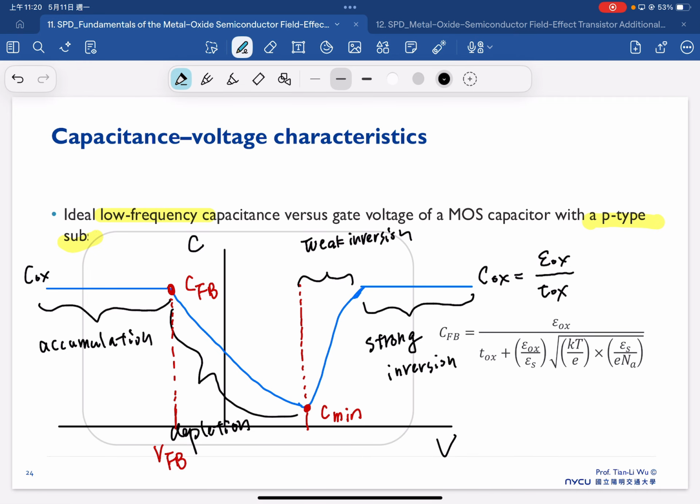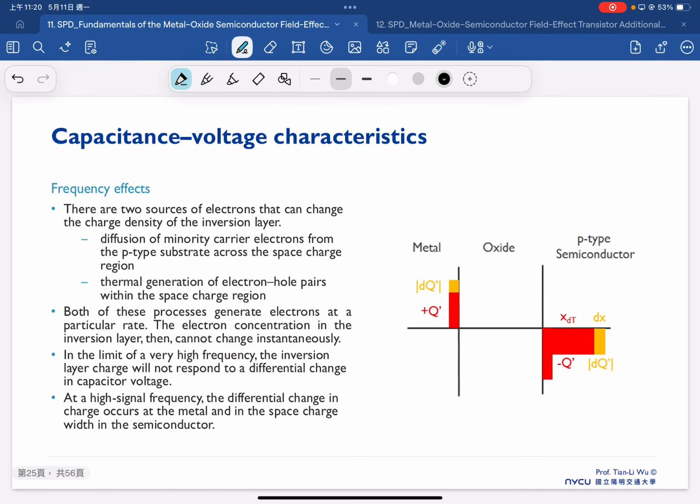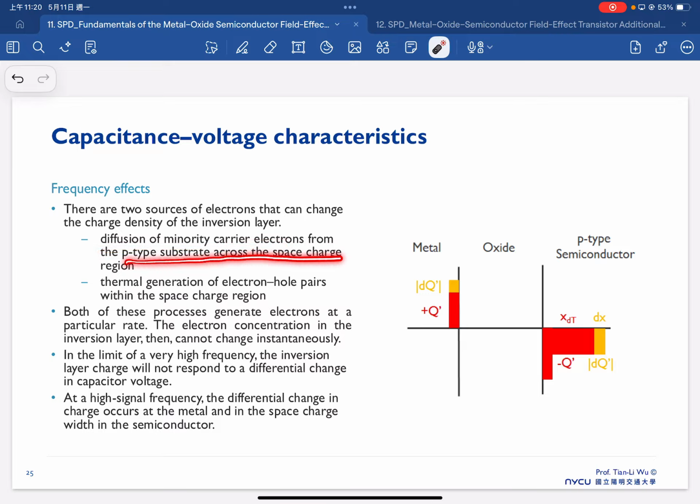And since we consider this is a low frequency, there could be a difference under different frequency. If we consider frequency effects, there's something we have to be careful about. There are two sources of electrons that can change the charge density of the inversion layer. The first one is diffusion of minority carrier electrons from the p-type substrate across the space charge region. Another one is the thermal generation of electron-hole pairs within the space charge region.